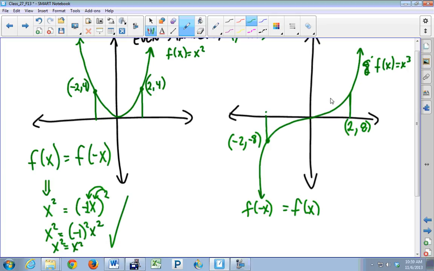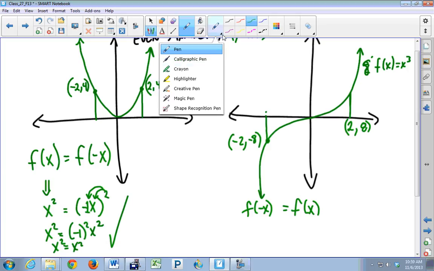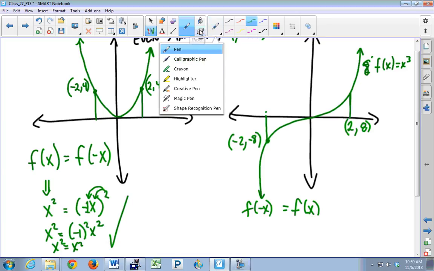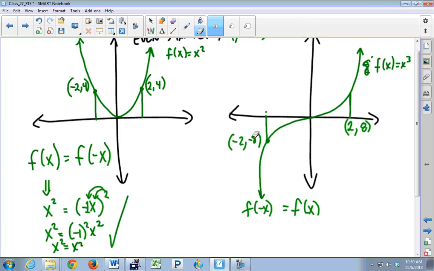How would you describe the y values? If you put in opposite x values, what happens to the y values? How would you describe a relationship between 8 and negative 8? They're opposites. So you say, if I put the opposite x value into my function, I don't get equal y values, I get opposites. So the way we write that is we say f of negative x equals negative f of x.